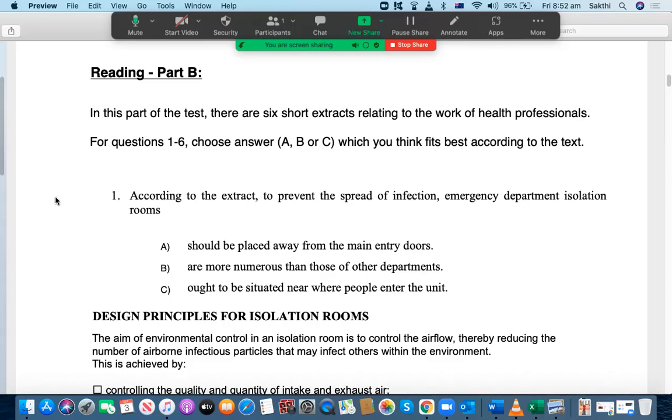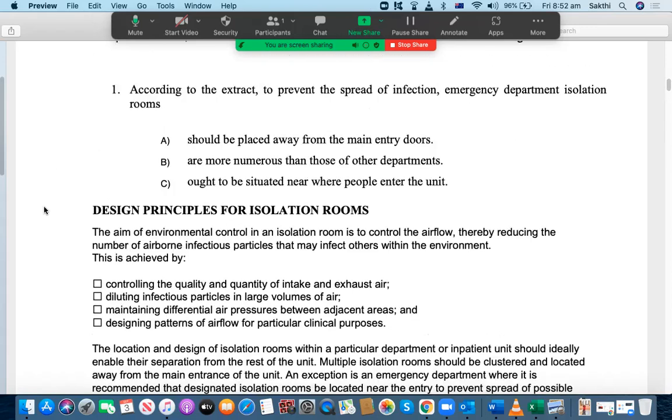Okay, let's start the reading test now. In Reading Part B, you're going to get 6 short extracts relating to the work of health professionals. For questions 1 to 6, choose answers A, B, or C, which you think fits best according to the text. Let's go through the first question.